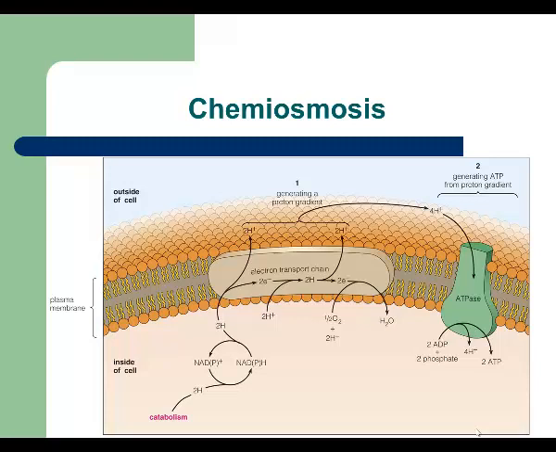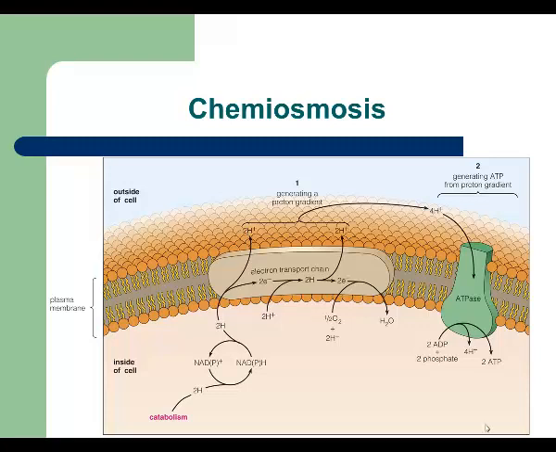Chemiosmosis begins when two hydrogen atoms from an NADPH molecule are transferred to the electron transport chain. Let me remind you, a hydrogen atom is composed of two parts, proton and electron. When hydrogen atoms are transferred to the electron transport chain, only electrons will be accepted by this chain, but protons will be pumped out of the cell.